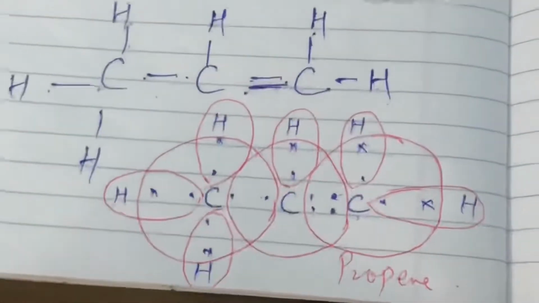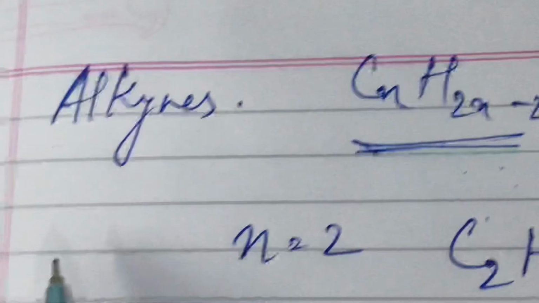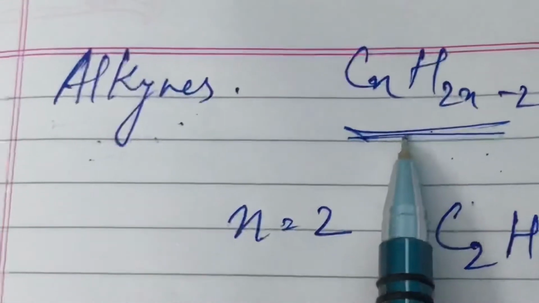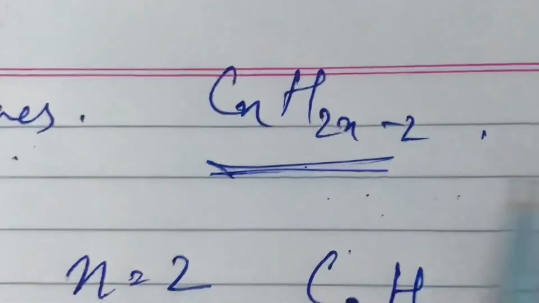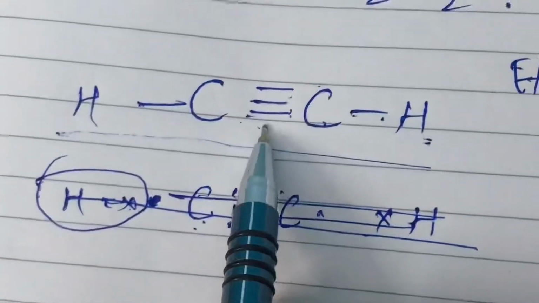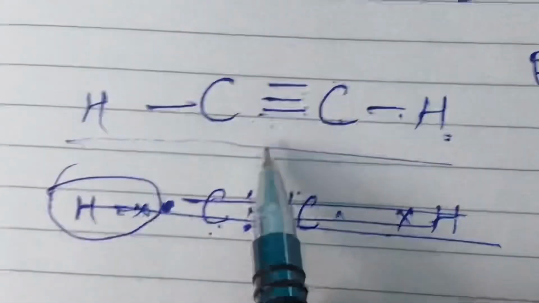The same way, students, you have to do for pentene and hexene. Students, the third one is alkynes, unsaturated hydrocarbons with general formula CnH2n minus 2. Here we are taking the value of N as 2. That means we are talking about ethyne. Okay, students, here you see, I have made the structure. We have used a triple bond over here because alkynes have a triple bond.